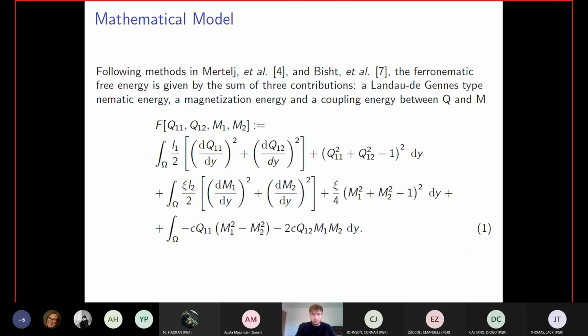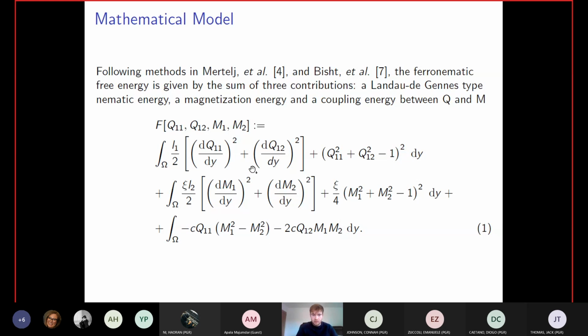So what we want to do in this work is find the stable, physically realistic, and potentially observable profiles. To do this, we need to model them as local or global minimizers of an appropriately defined free energy. In this case, it's the ferronematic free energy, which is the sum of three contributions. The first integral is a Landau-de Gennes energy, the second a magnetization energy, and the third is a coupling energy.